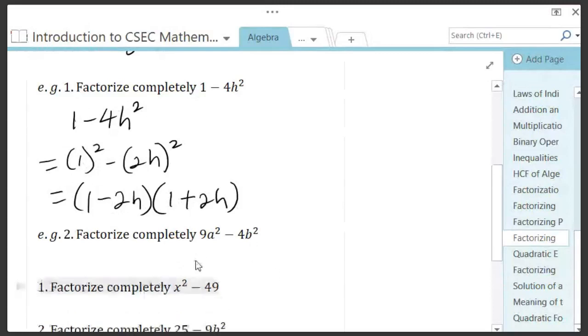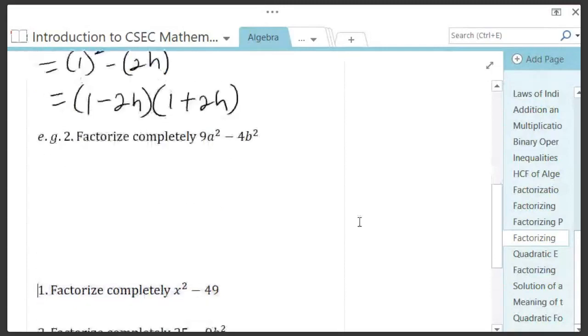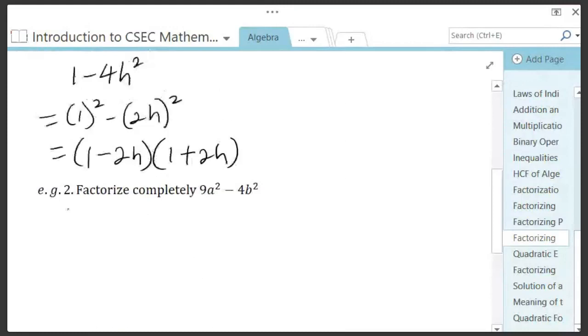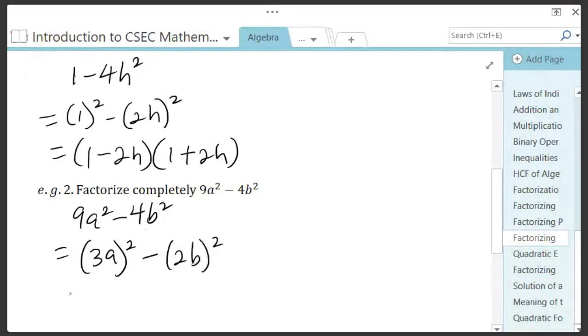All right, so let's look at another example here. We have here 9a squared minus 4b squared. All right, the square root here of 9 is 3. The square root of a squared is a, and we square this. Square root of 4 is 2. Square root of b squared is b, and we square this. We're taking the terms inside of the brackets, and we're writing here 3a minus 2b by 3a plus 2b. Let me know if this is clear with everybody.